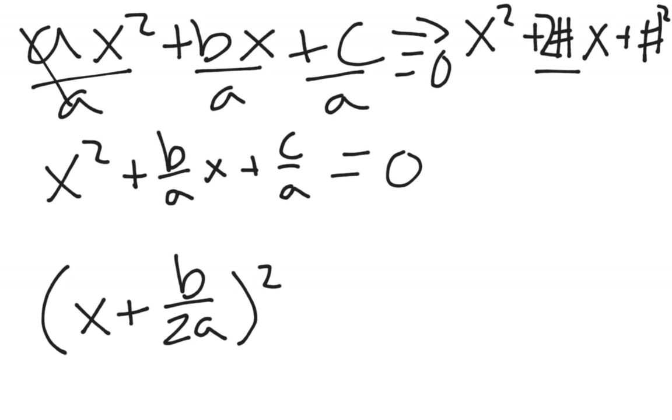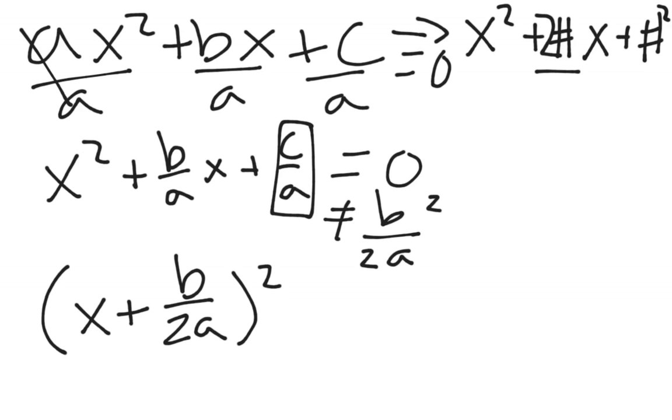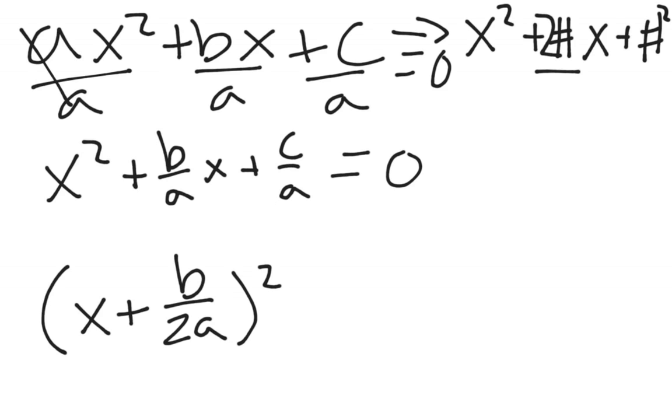But c/a does not equal (b/2a)^2. So I'm going to need to fix that. And I'm going to do that, and this is going to sound a little weird, by subtracting c/a and then adding (b/2a)^2. So right now, everything is still equal to 0. And that's what I need, because I need this polynomial equal to 0.